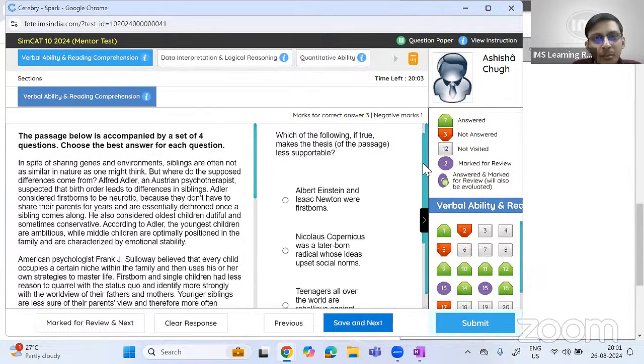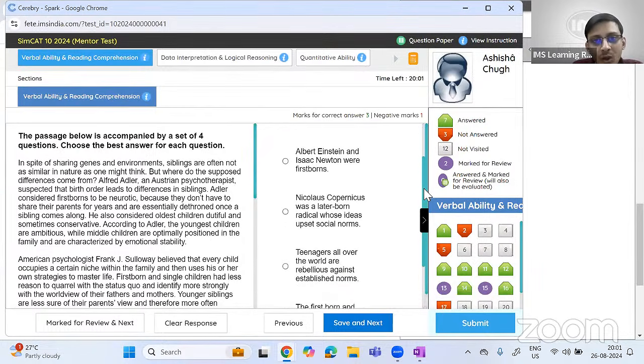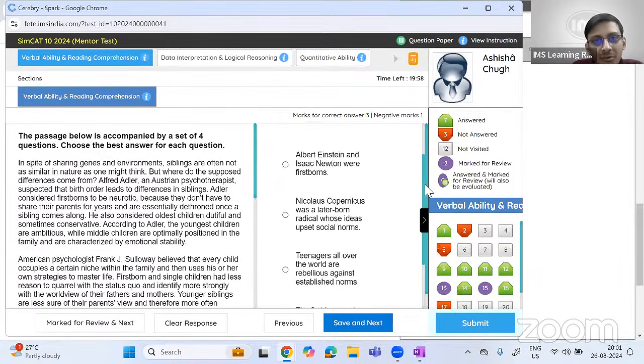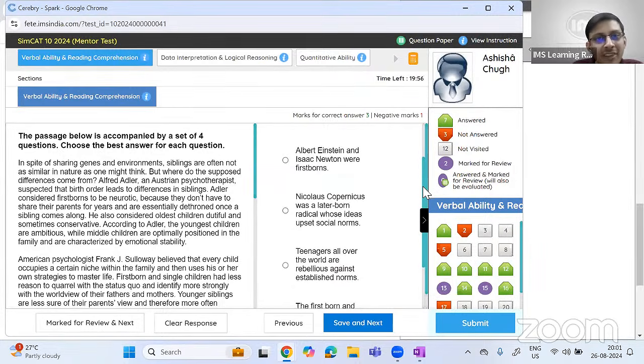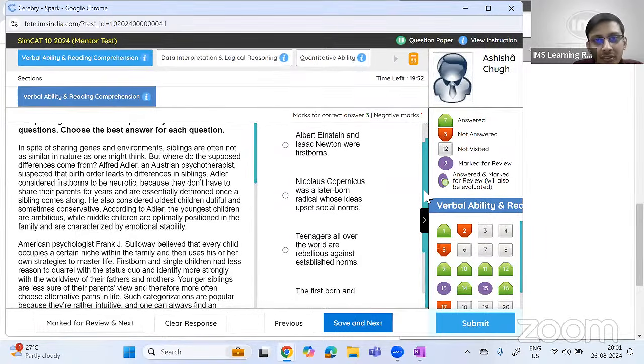Which of the following, if true, makes the thesis less supportable? Okay, Einstein, Newton were firstborn. That clearly supports firstborns have that IQ advantage. Einstein, Newton definitely had an IQ advantage. Copernicus, a later born, radical ideas upsets social norms. That was here itself. I remember it here.